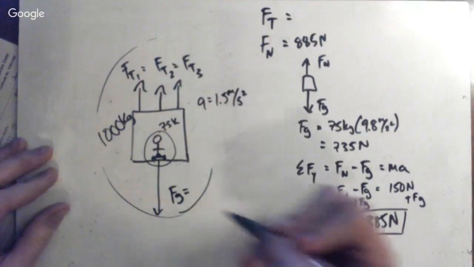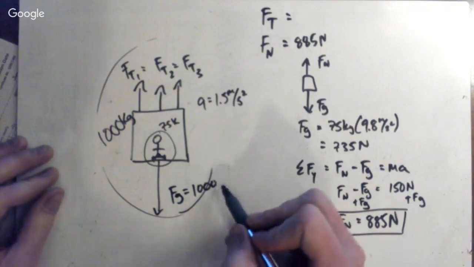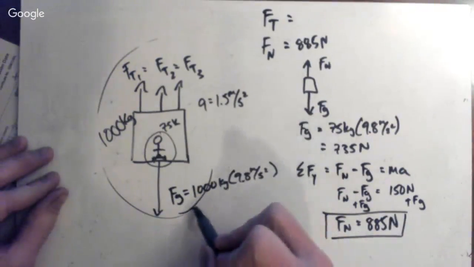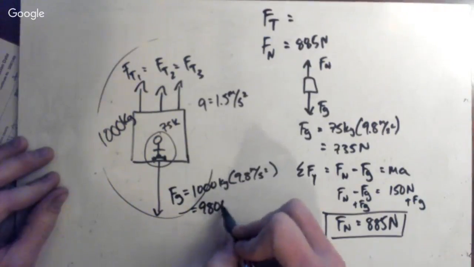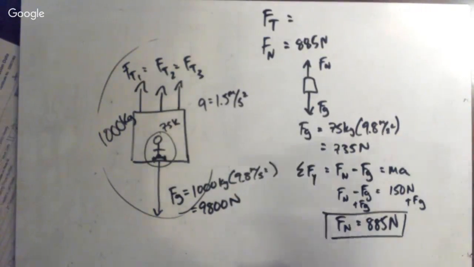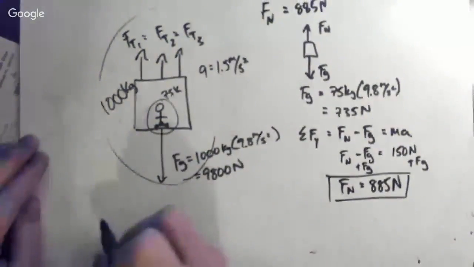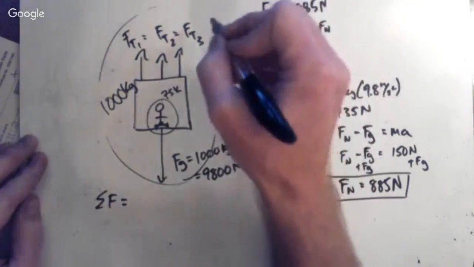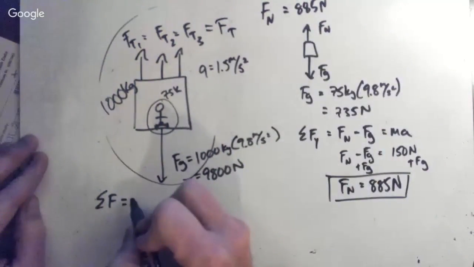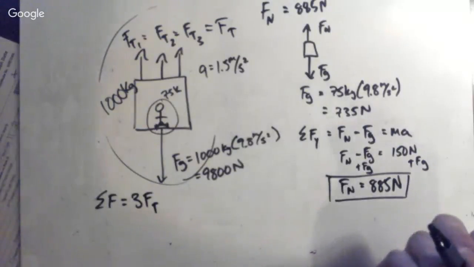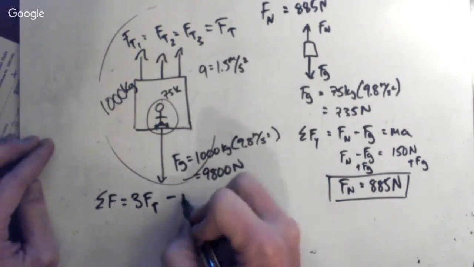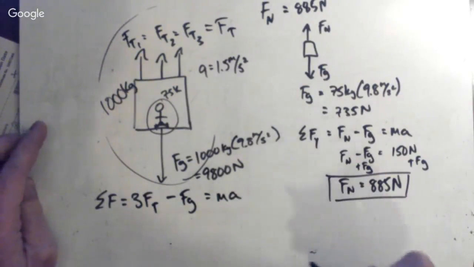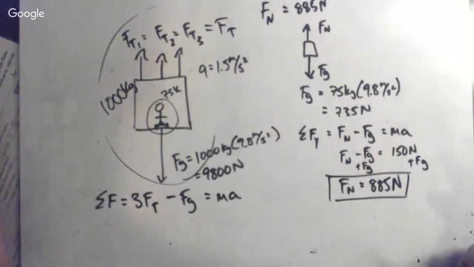Well, either way, we're going to calculate Fg. Mass, 1,000 kilograms, multiplied by 9.8 meters per second squared gives us 9,800 newtons. That's our force of gravity. And we can do a similar sum of forces where we have 3 forces pulling up, and they were all equal, so we can just say Ft. So 3 times Ft, because there's 3 of them, minus Fg equals our mass times our acceleration. And again, our acceleration is 1.5.